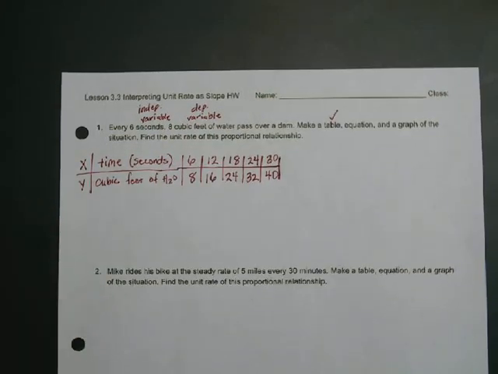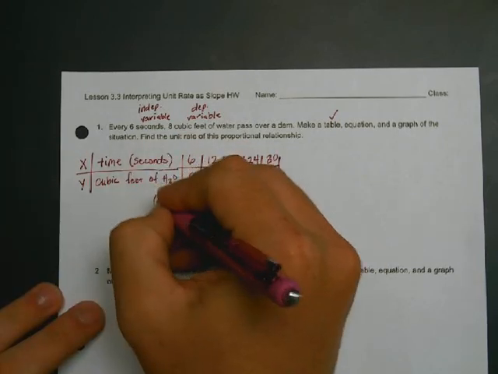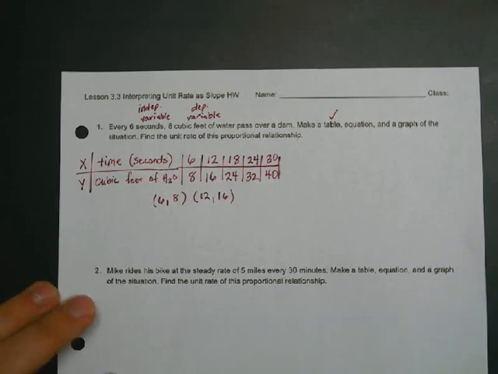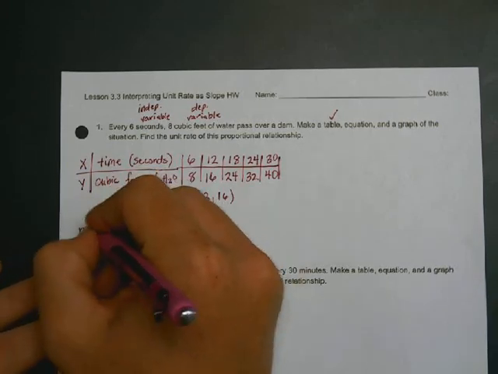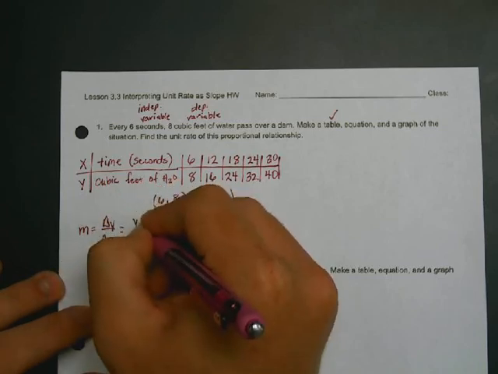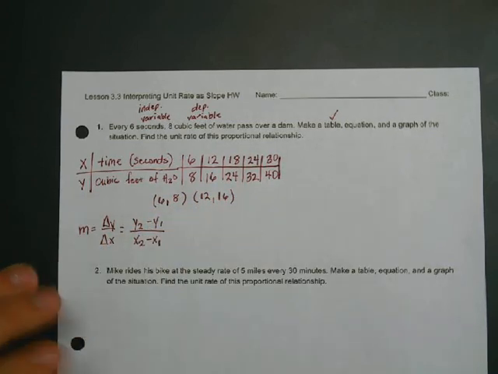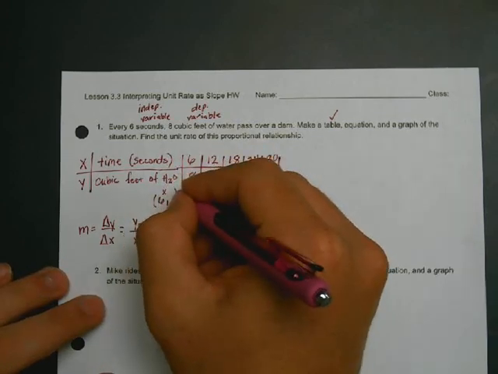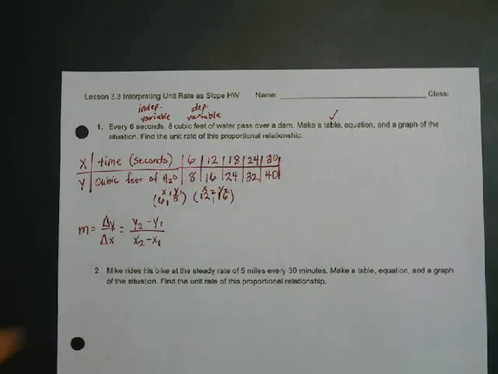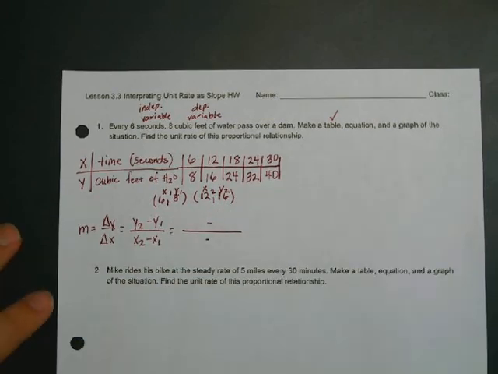Now let's go through the equation. The way you make an equation is, since we already have a table, pick 2 points from the table. I'm just going to go with two smaller numbers, 6, 8, and 12, 16. From there, I write out my formula. Slope is the change in y over the change in x, which is y2 minus y1 over x2 minus x1. After I do that, I label my points: x1, y1, x2, y2. I write this out with my subtractions just so I don't get confused.